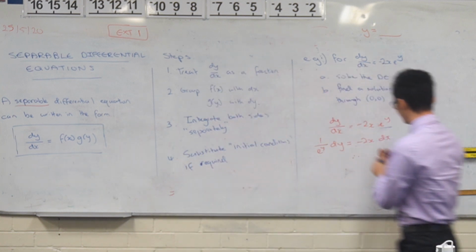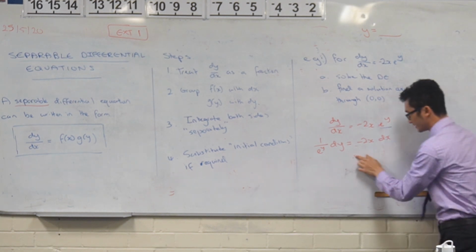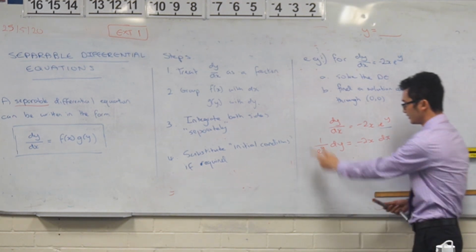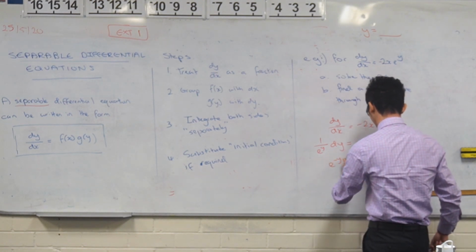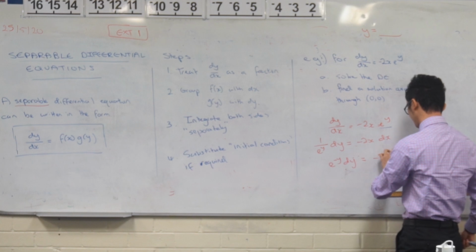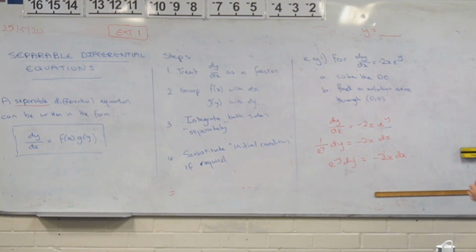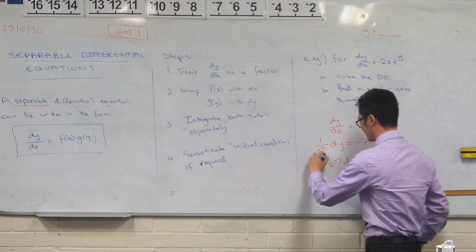All right, so let's go ahead and do this. If I'm integrating something like this, typically I want to have this written in index notation. So I've got e to the negative y here. Okay. And then step 3, we want to integrate both sides separately. So let's go ahead and do that.